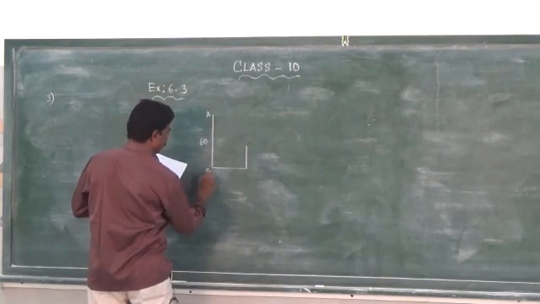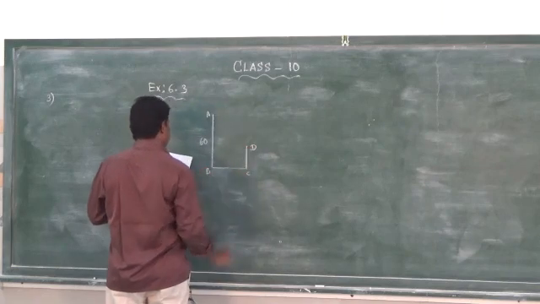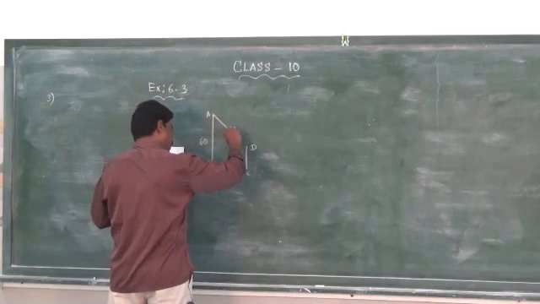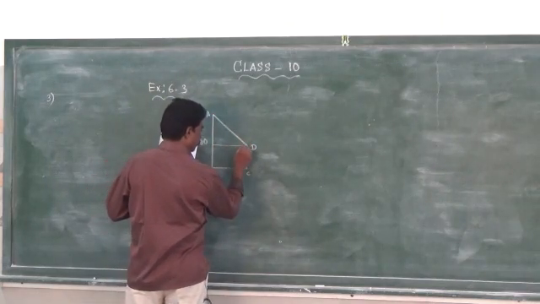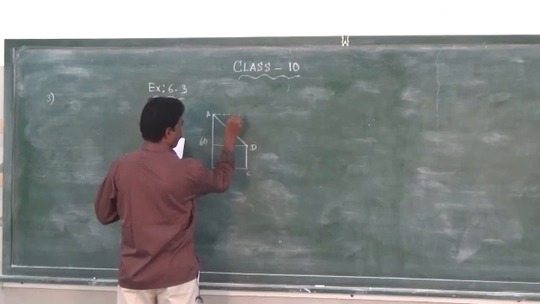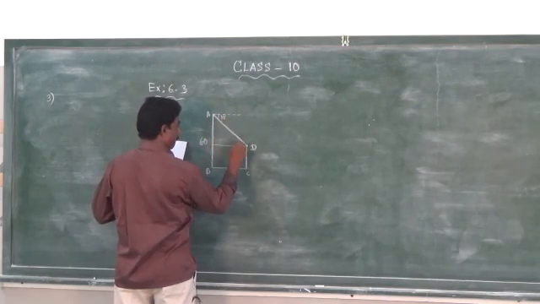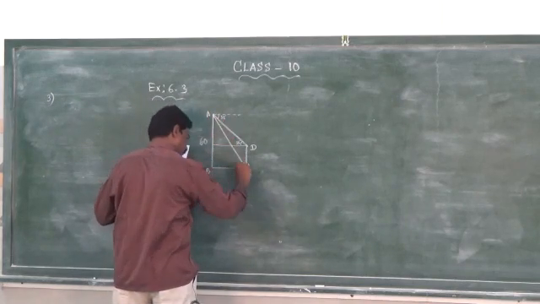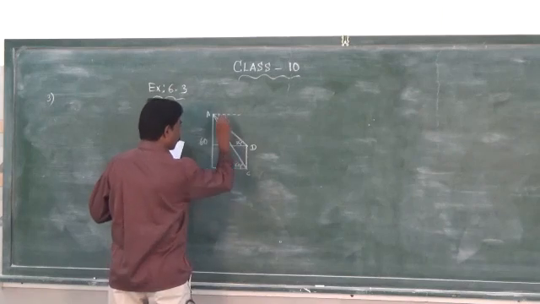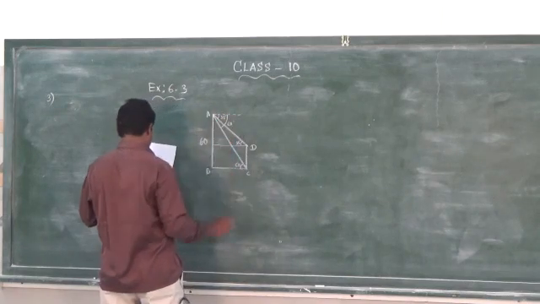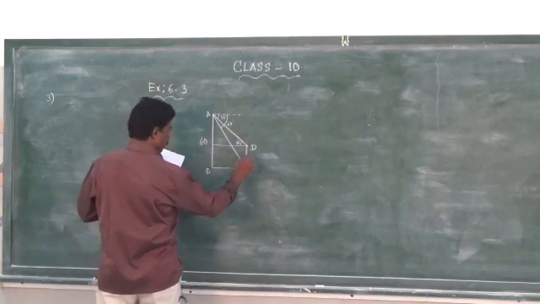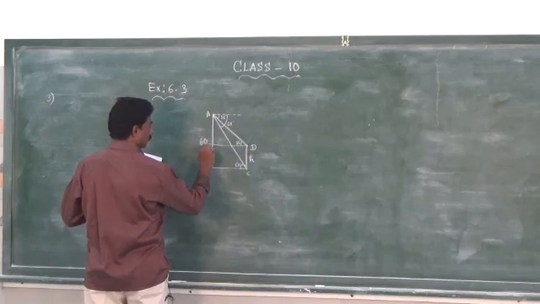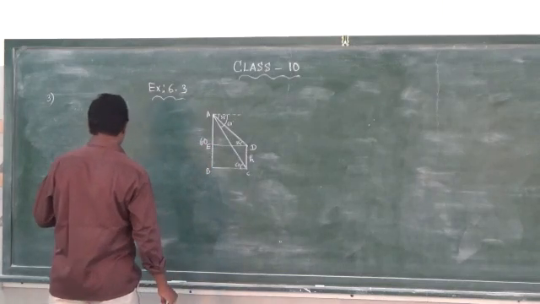So AB is a tower, we call CD as the lamp post, and the depression of the top is 38 degree. And the depression of the bottom is 60 degree. Find the height of the lamp post. This height you have to find. So height of the lamp post you have to find.